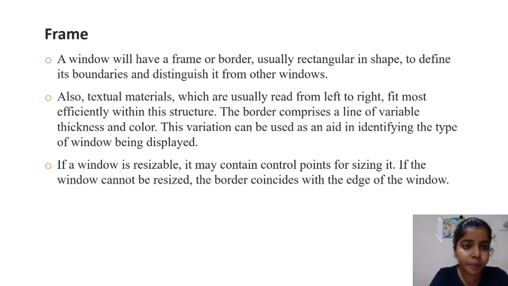The frame. The window will have a frame or the border, usually rectangular in shape, to define the boundaries and distinguish it from the other windows. And also the textual material, which usually reads from left to right, fits most efficiently within the structure. The border comprises lines of variable thickness or color, and these variations can be used as an aid in identifying the types of windows being displayed. So if the window is resizable, it may contain the control points for resizing it, and if the window cannot be resized, the border coincides with the edge of the window.